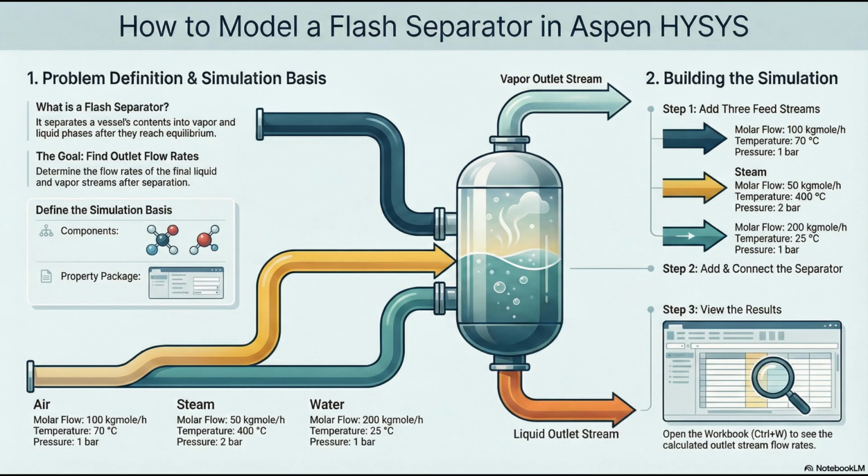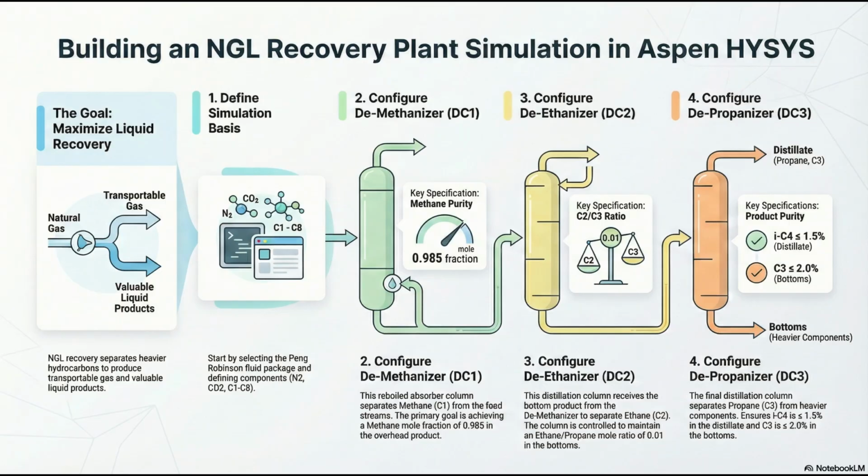In this model, 3 feed streams of air, steam, and water enter the flash separator. After defining the simulation basis, we add the separator and let Aspen HYSYS bring the mixture to equilibrium. The vessel then splits into vapor and liquid phases, and the workbook reveals the final outlet flow rates for each stream.